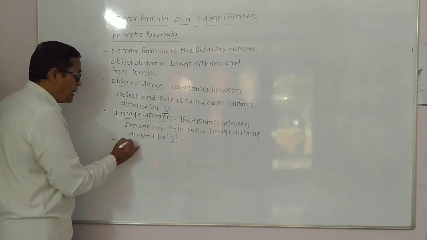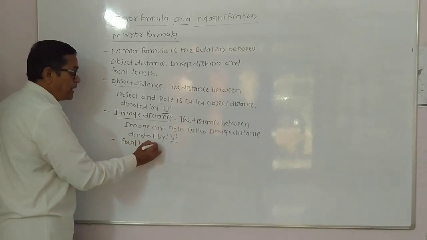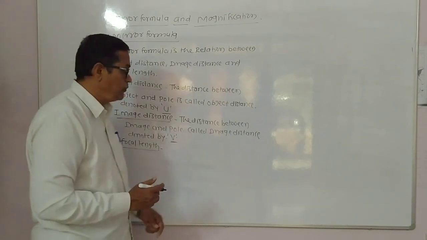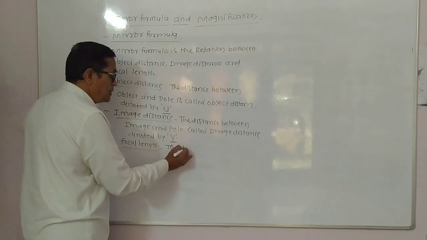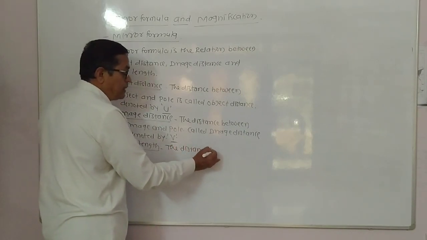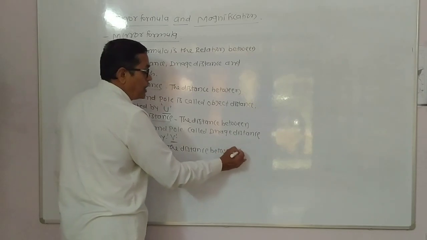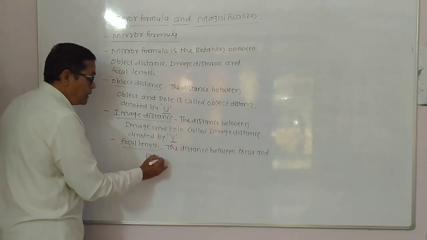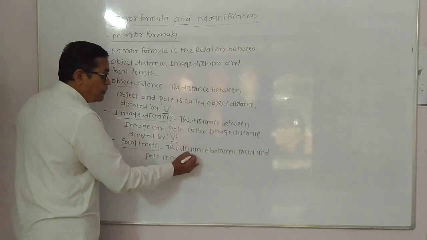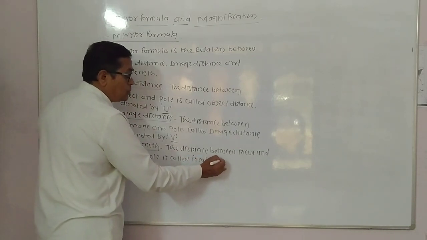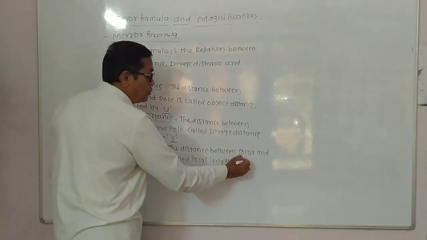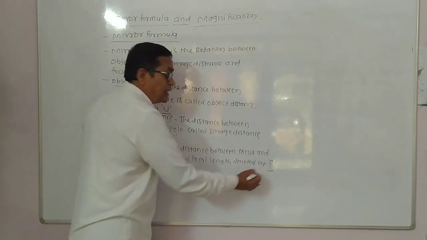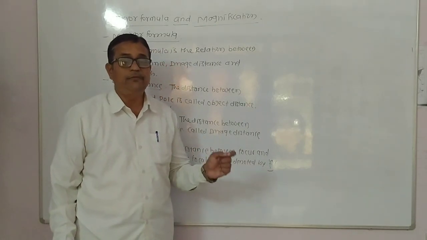Then you know what is focal length. Here we study the focal length. The distance between focus and pole is called focal length, and it is denoted by small f. This is the definition of object distance, image distance and focal length.